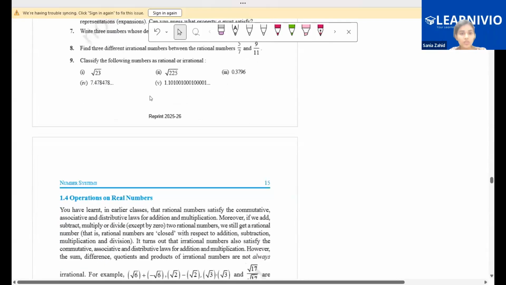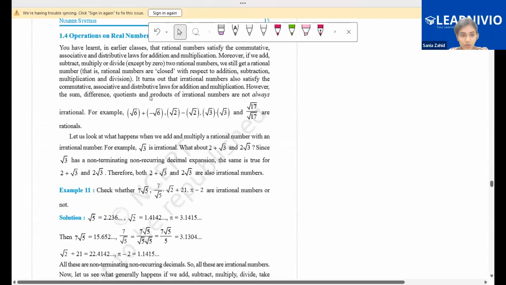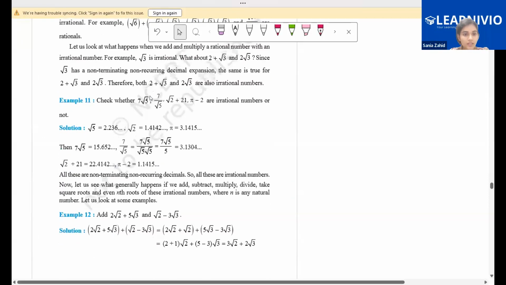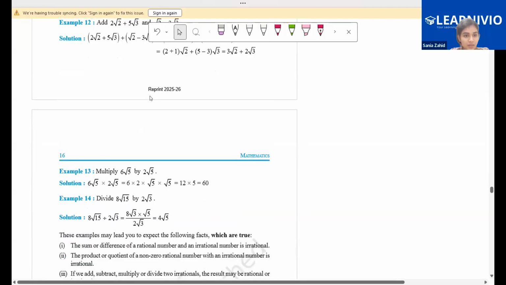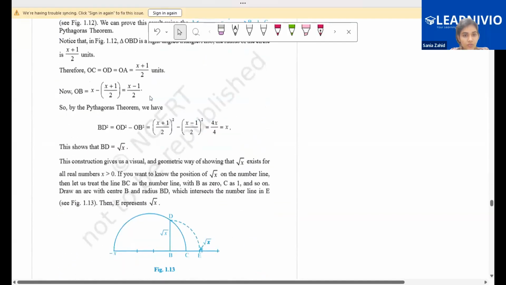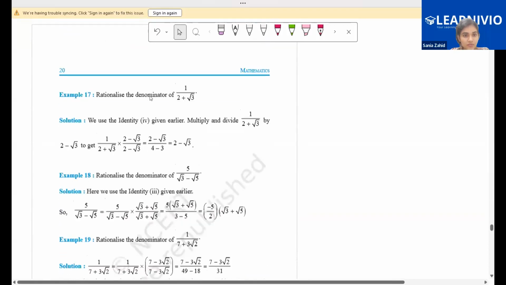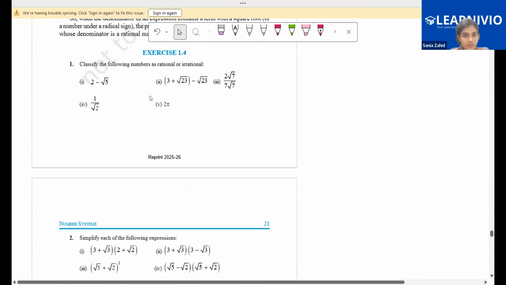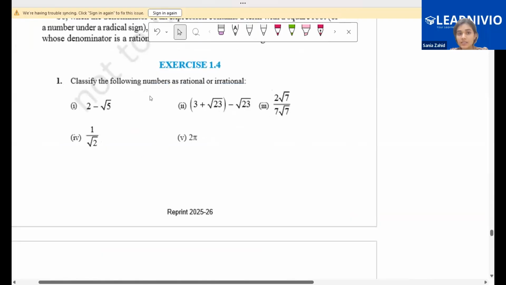Yeah, children. So now we come to operations on real numbers, and I was already teaching you this in the last class, how we add and subtract real numbers. So for now, let's start with this question. First of all, we can do this one. Classify the following numbers as rational and irrational. There are various sets of numbers given to you, and you have to classify whether they are rational or irrational. You can do this on your own. Just quickly complete it, and then tell me the answers.